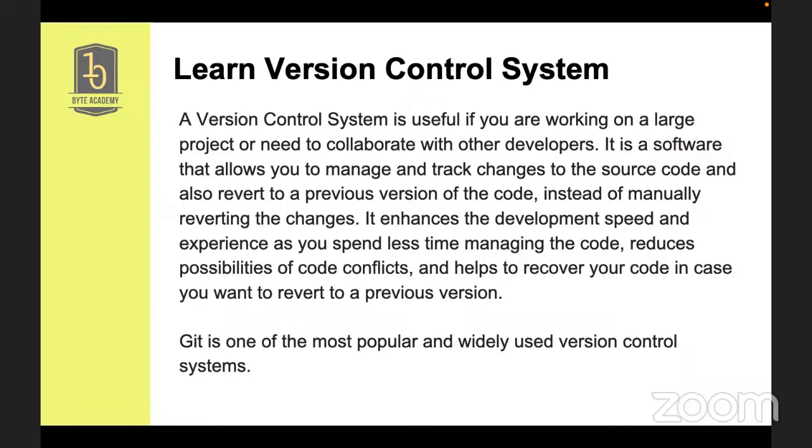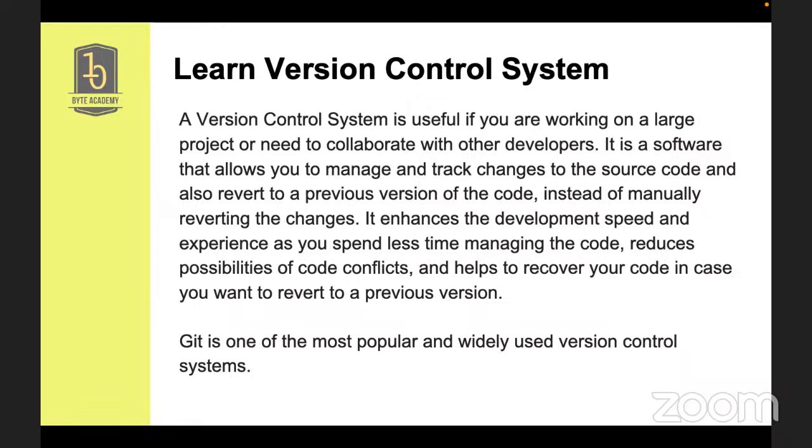So this version control system is to maintain your code. It reduces the possibilities of code conflicts and helps to recover your code in case you want to revert to a previous version. The branching functionality in the version control system will help you to do so. So, Git and GitHub. Git is the most popular and widely used version control system. So learn Git, even if you are not a back-end developer.